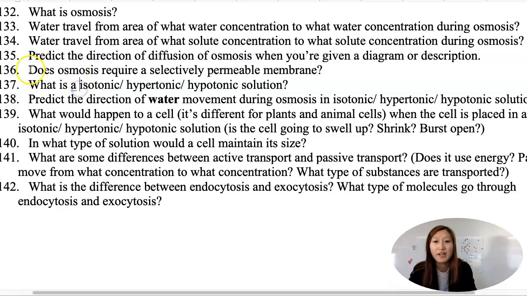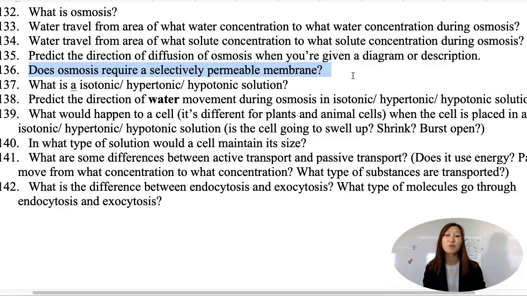Does osmosis require a selectively permeable membrane? The answer is yes, because otherwise you can only talk about the movement of all the different kinds of molecules. If you're only talking about water, then you need a barrier in between that allows water to move from one side to another and prevents some of the other types of molecules from moving across the membrane.